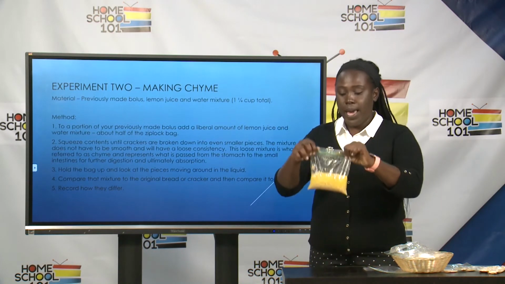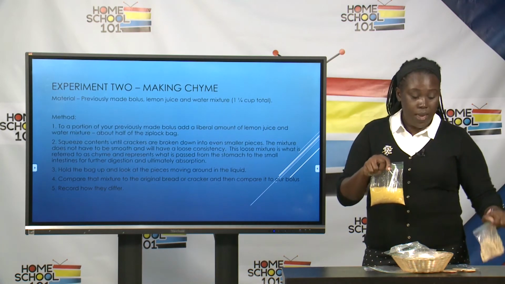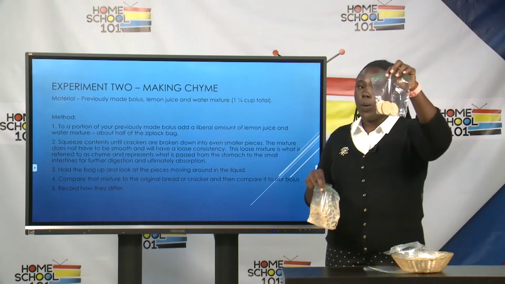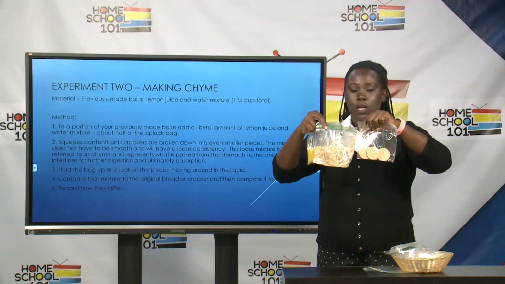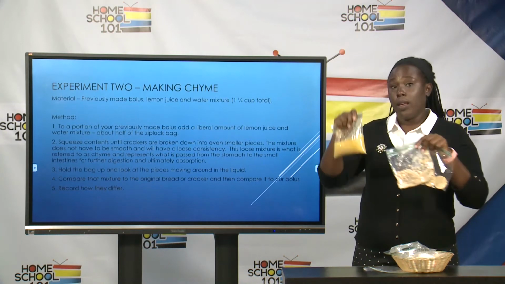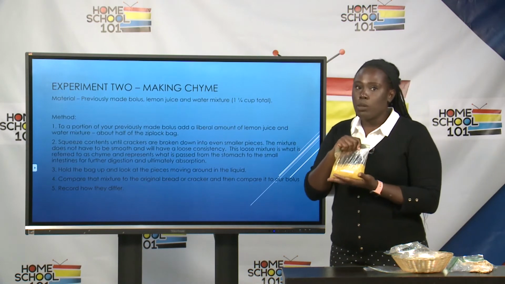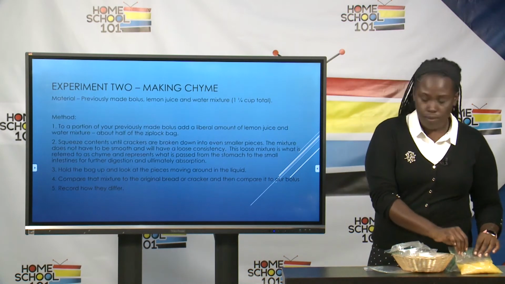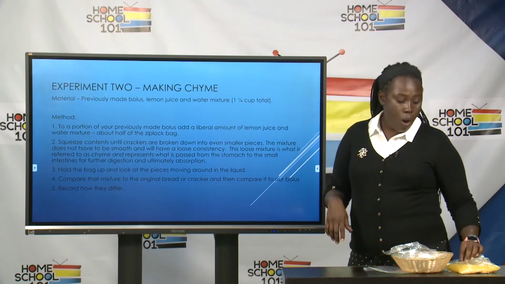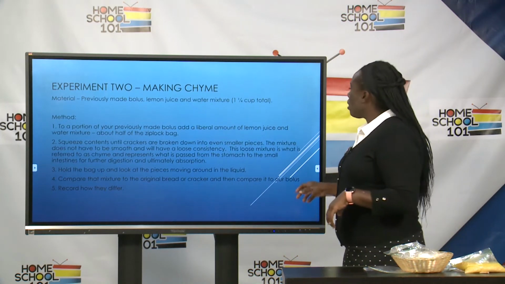Okay, so we've created our pulpy liquid. We have our bolus. Well, actually, one is our cracker, 2 is our bolus, and 3 is our pulpy liquid, known as chyme. So this is what moves from our stomach into our small intestines. Let's make a record of how our liquid looks, how it behaves, as compared to our first mixture.